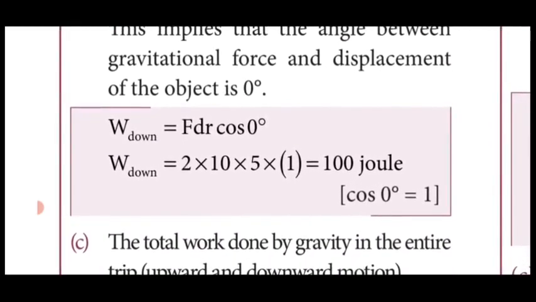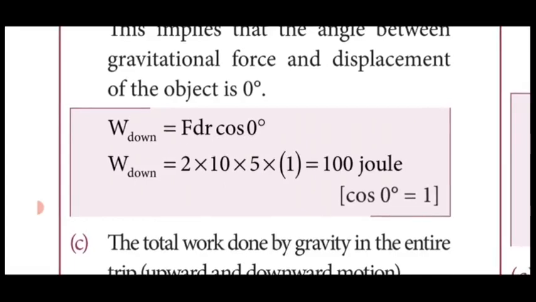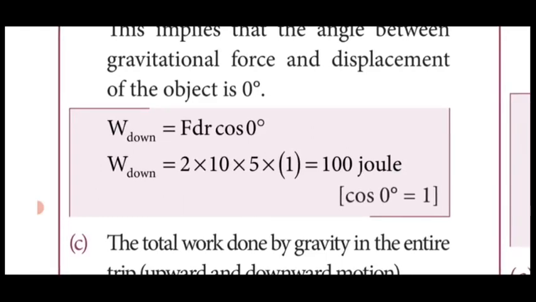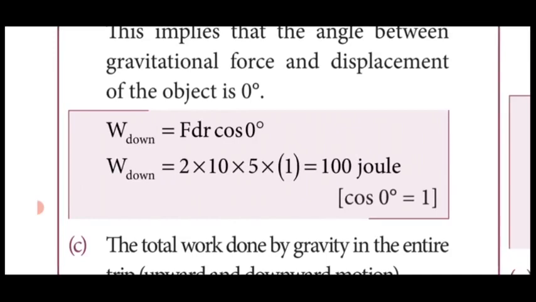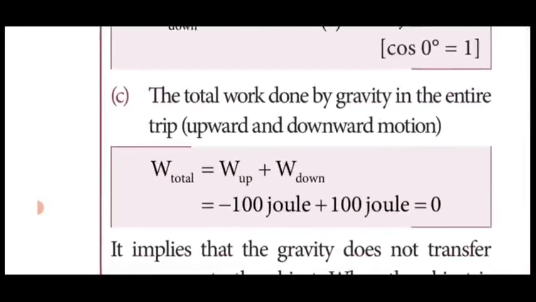Now we substitute for W down, the work done in the downward direction, which is F dr cos 0 degrees. We get the same values, 2 into 10 into 5, but with theta as 0 instead of 180. Cos 0 is +1, so we get 100 joule. So the work done in the upward direction is minus 100 joule, and in the downward direction it is plus 100 joule.